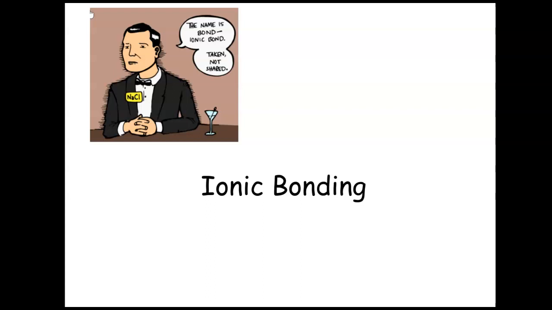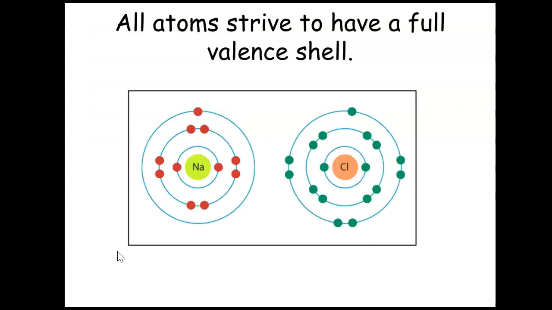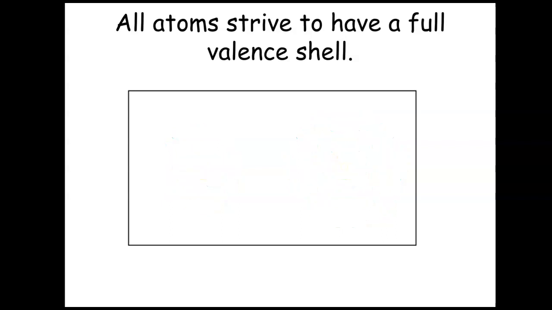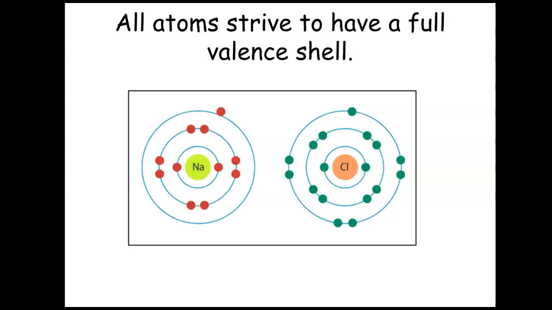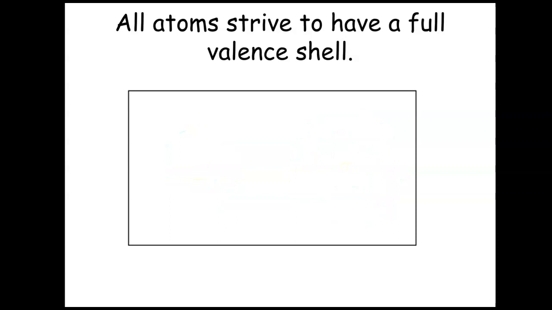This video is going to discuss the concept of ionic bonding. From what you remember in terms of our lecture on ions, remember that every atom would like to have a full valence shell. And so here's an image where we have sodium.